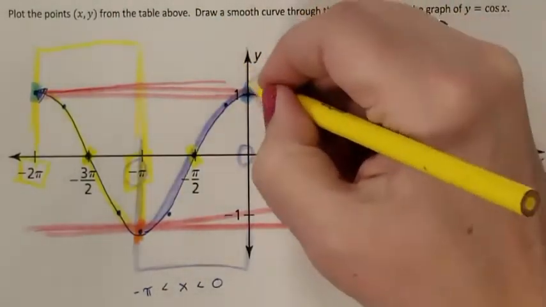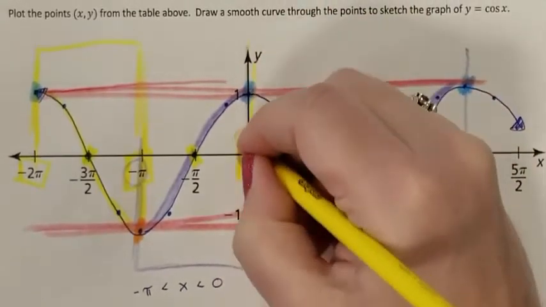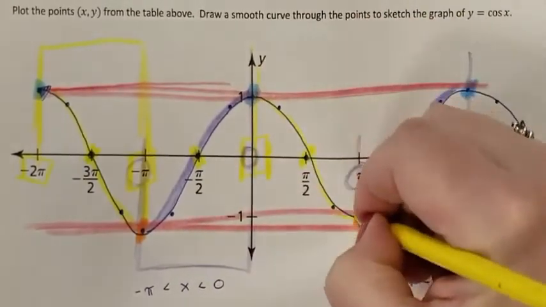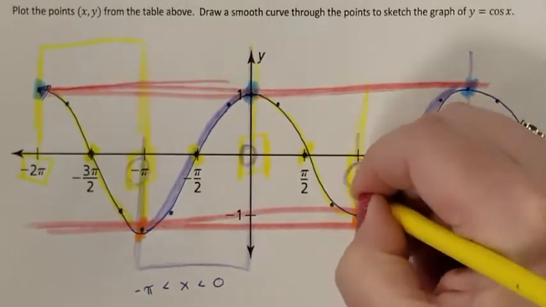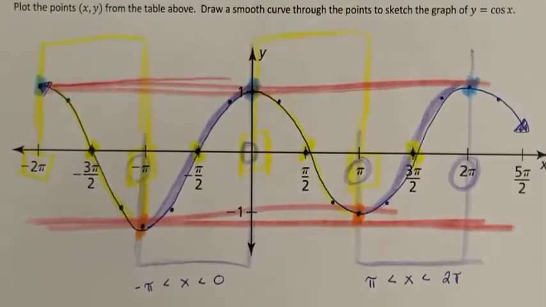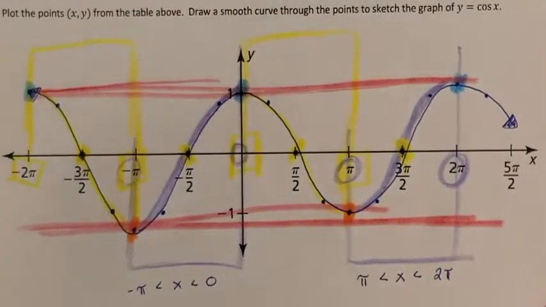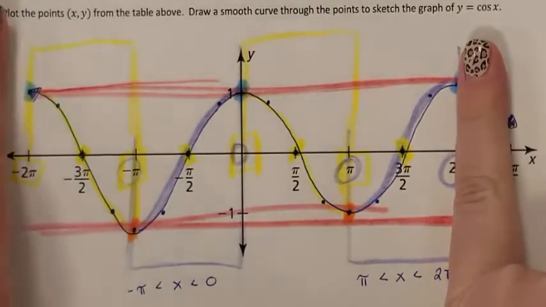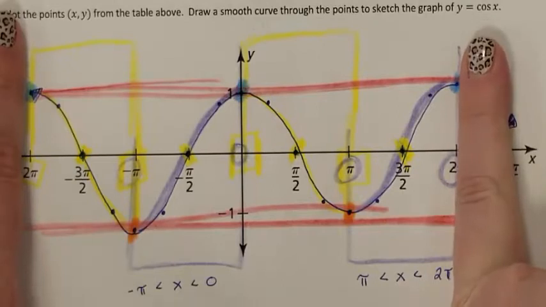I have another area of decrease. I started right here at the 0, and I went down until I ended right here at the pi. So this is my second area of decrease. I don't have any other areas of decrease because they want us to look between negative 2 pi and pi. So this is where I'm looking.